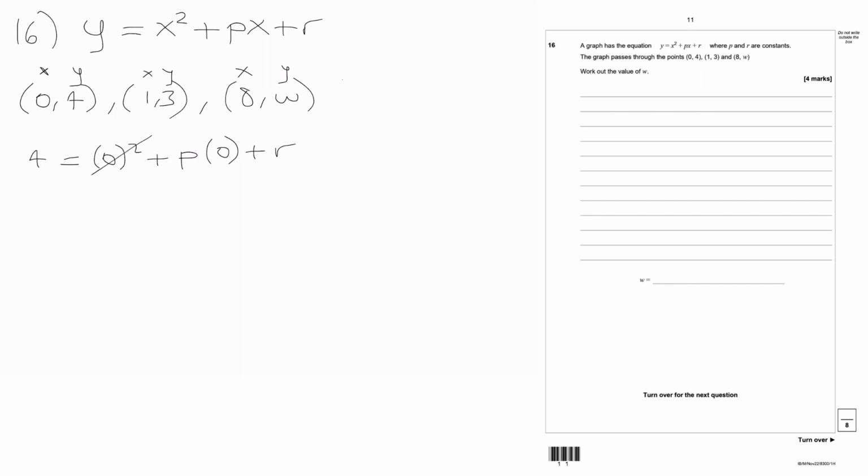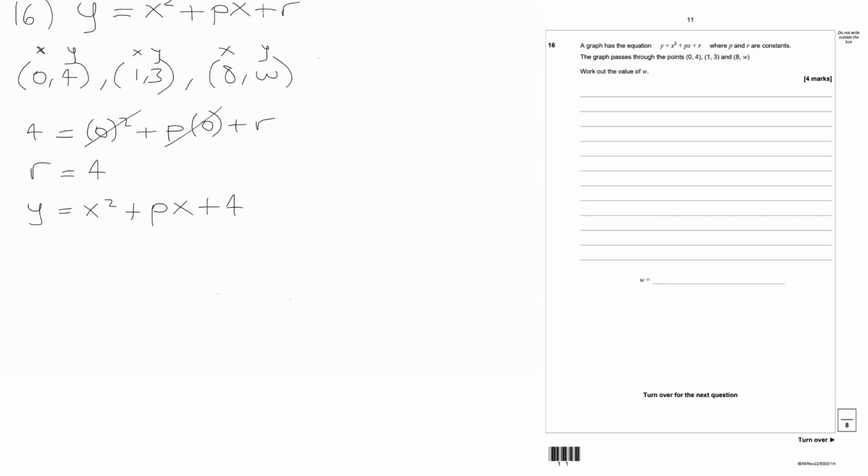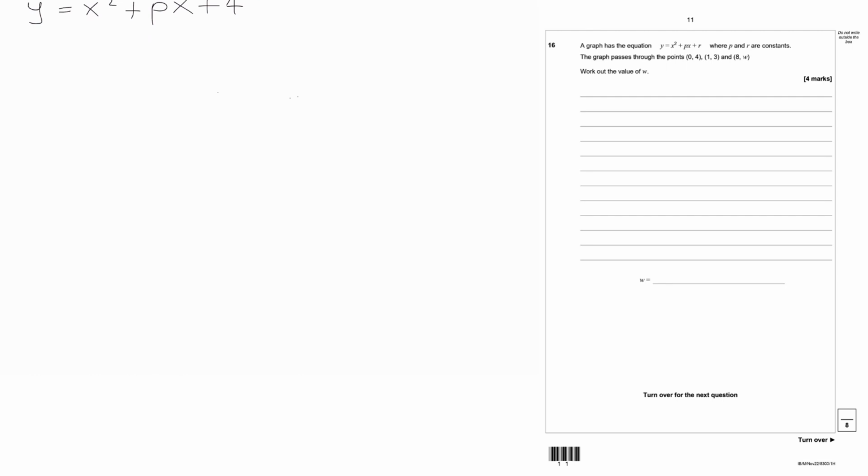So we now know that r is equal to 4. So let's rewrite what we now know, which is that the equation is y equals x squared plus px plus 4, where we still need to work out what p is. So what we're going to do now is use the next coordinate, which we know, to work out the value of p, because we only have one unknown in this equation.